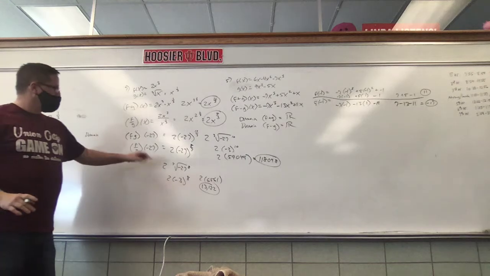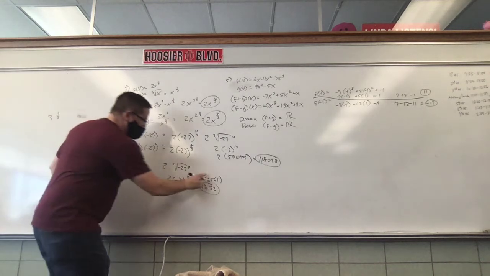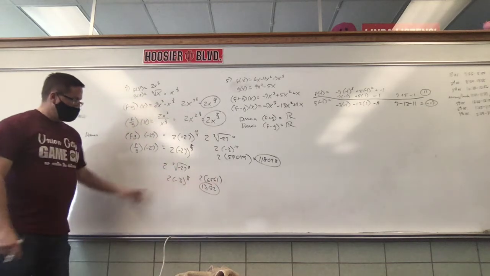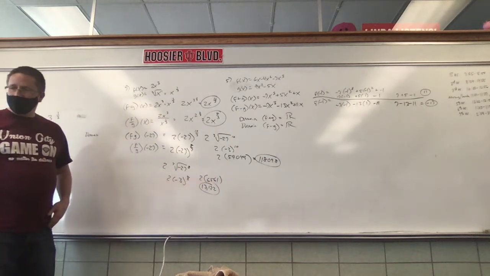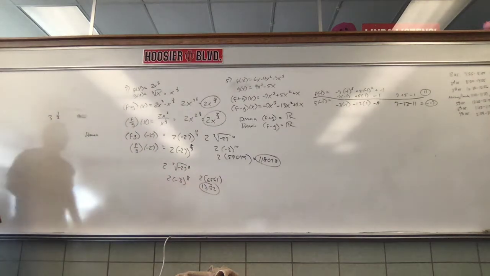Wait, what did you get, the 2165? That's 2. That's parentheses. What's this? Negative 3 to the 8th is 6561. Then we still have to times by 2. Then how do we get to 13? 2 times that's that. Okay, what's the domain of this?